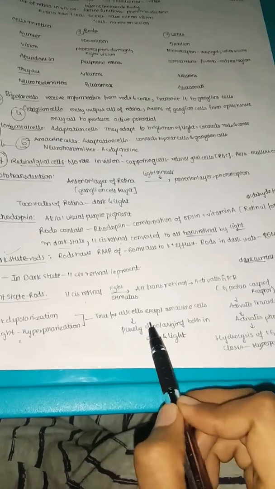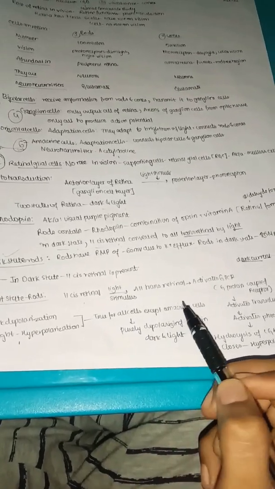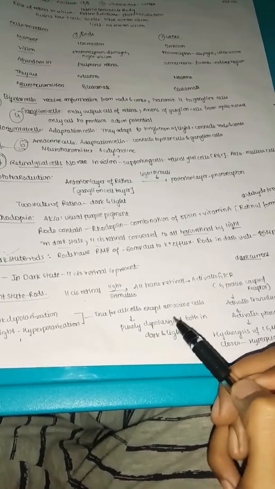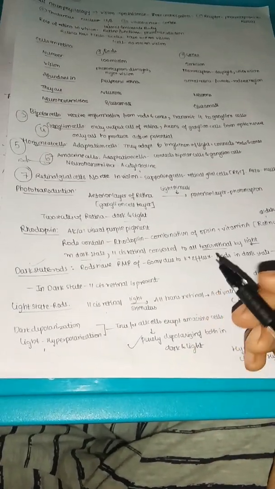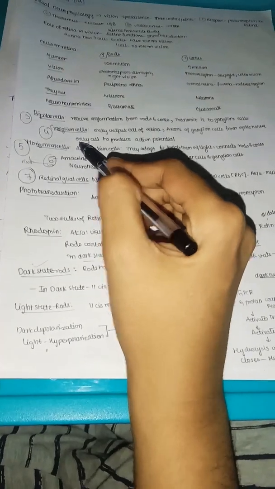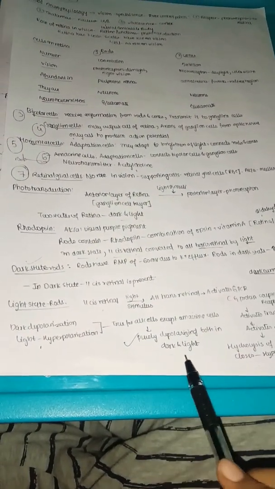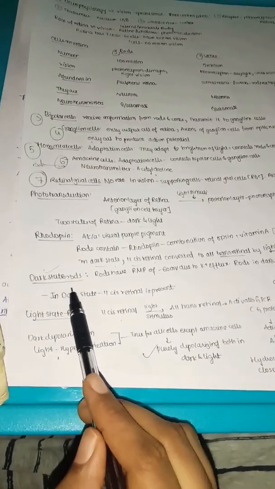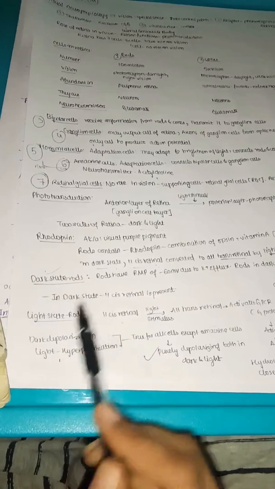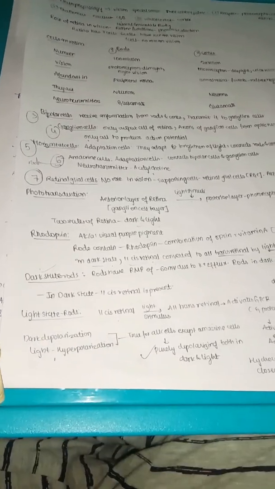And this is true for all cells except amacrine cells. Amacrine cells are purely depolarized both in dark and light. Very important point. So amacrine cells are the ones, if you remember, that connect the bipolar cells to the ganglionic cells, and only in these cells, either in dark stage or light stage, there is always depolarization. But in our rods, during dark stage there is depolarization, D for D, and light stage there is hyperpolarization.